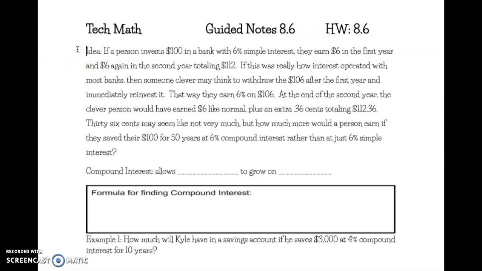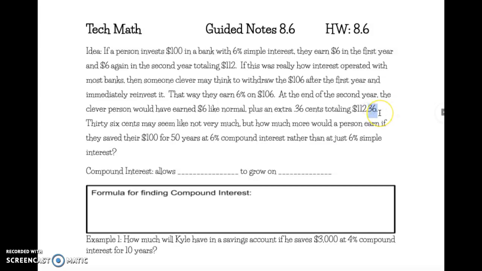So, big idea here: if a person invests $100 in a bank with 6% simple interest, which we learned about yesterday, they earn $6 in the first year and $6 again in the second year, totaling $112. If this was really how interest operated with most banks, then someone clever might think to withdraw the $106 and immediately reinvest it, and that way they earn interest on their interest. At the end of the second year, they would do it again, and they would make an extra 36 cents.